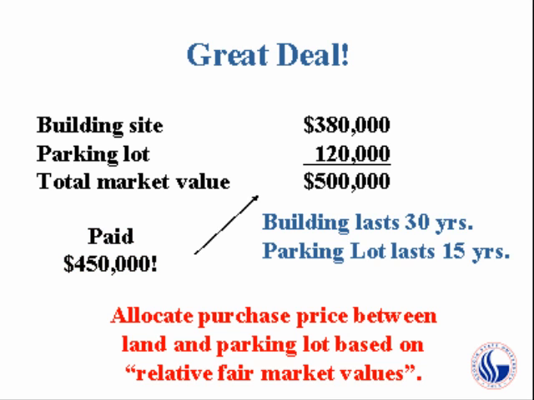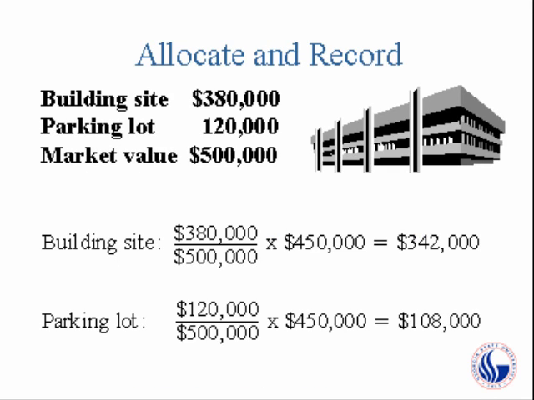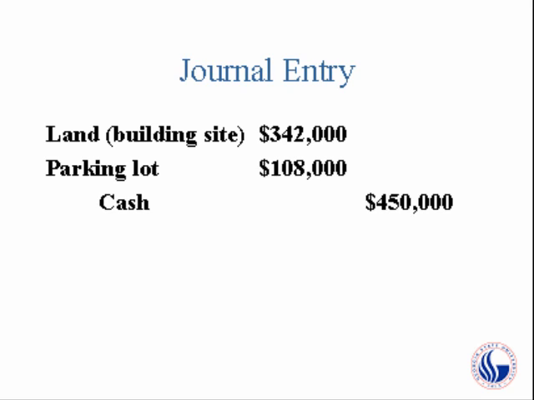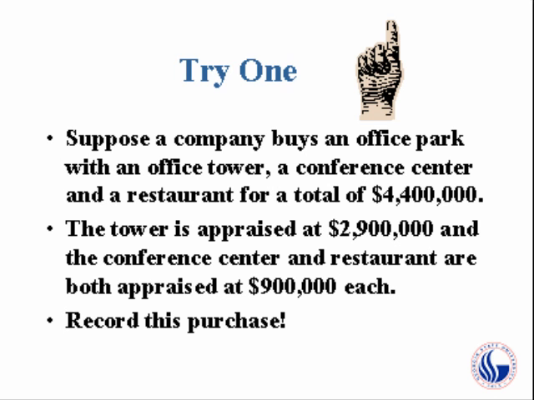You're going to allocate the purchase price based on the relative fair market value, so the ratio of their fair market value to the total fair market value purchased. So you take the $380,000 over the $500,000 times the purchase price. That amount goes to the building site. And you do the same thing for the parking lot. Here's the entry to record the purchase. You use those allocated amounts as the cost of those two assets.